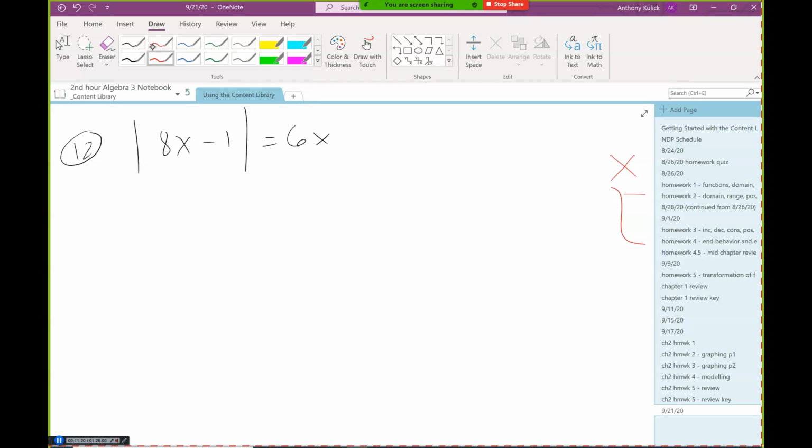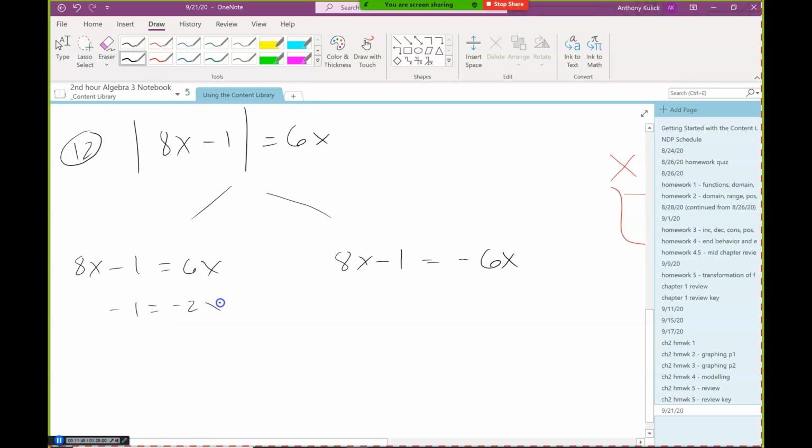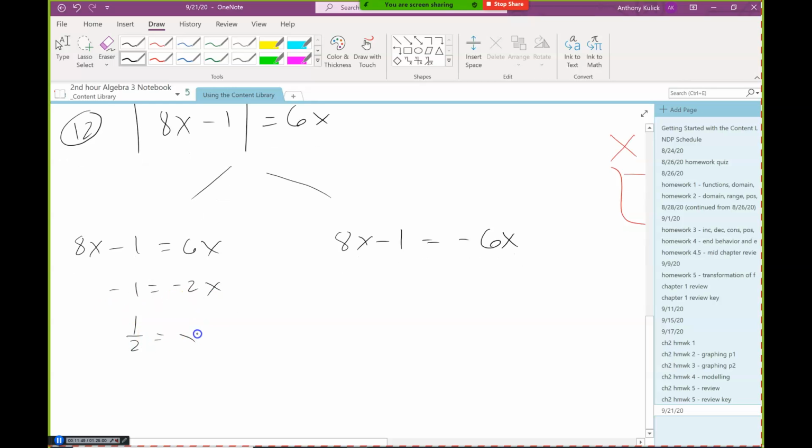So first thing we'd want to do is to get the absolute value by itself. That's already been done for us, though. So we'll just split this into 2 equations. One where I just get rid of the absolute values, and the second one where we negate the right-hand side. Now we're going to just solve this as we would ordinarily. So I'll subtract 8x from both sides, and then divide by -2. This one, we'll subtract 8x from both sides and divide by -14.